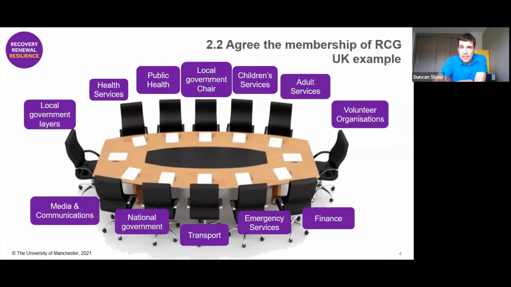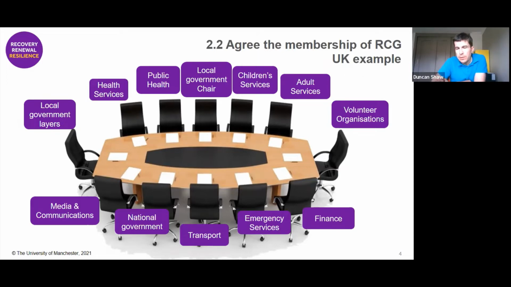So this next slide really just gives you some examples. It doesn't aim to tell you who should be in RCG. It just suggests that, yeah, you'll have a local government chair, perhaps. You'll have various other organisations represented. It's important that Blue Lights might be there, finance, transport, national government might have representation there to bring a national perspective. Media and communications are absolutely central so that the messages from RCG are communicated out.